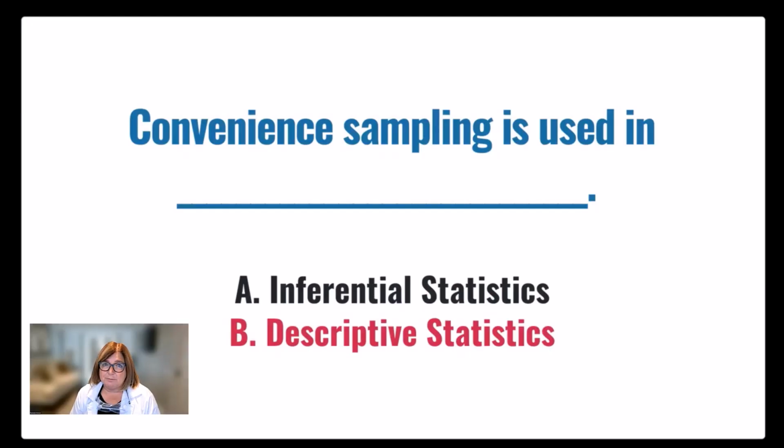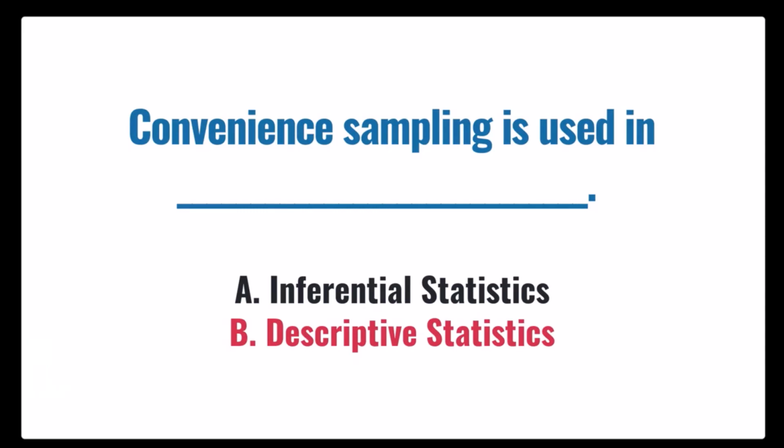For this question, focus on the word convenience. The idea that we're using a convenience sample says, by definition, that we're not using a true random sampling technique. And because we aren't using true random sampling, we are not following the rules of generalizing to a greater population. Because it's convenient, it will only be descriptive.